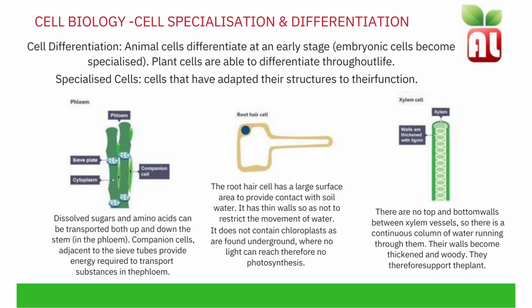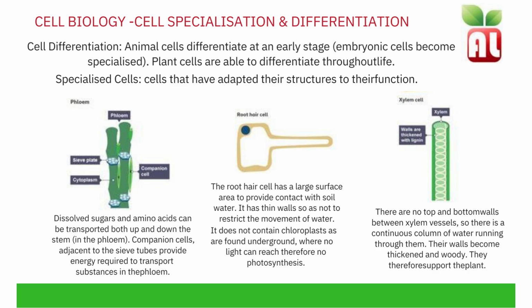Root hair cells are found in the roots of plants, underground. The root hair cell has a large surface area to provide contact with soil water. It has thin walls so as not to restrict the movement of water. It does not contain chloroplasts, as these cells are found underground. Chloroplasts are the site of photosynthesis, where they absorb light energy to react to produce glucose. As these cells are found underground, no light can reach the root hair cells.